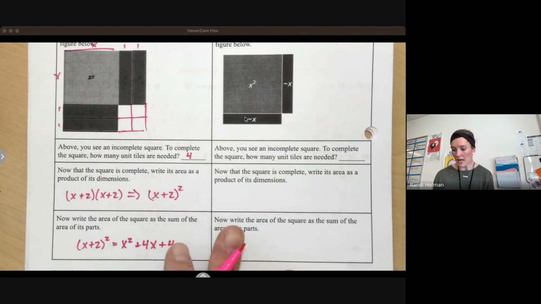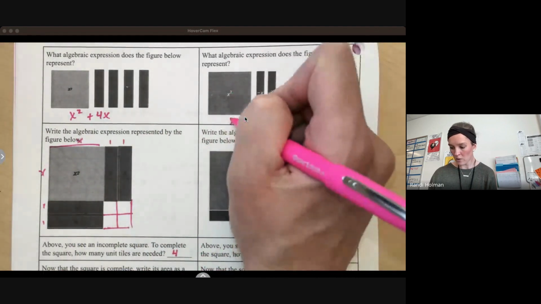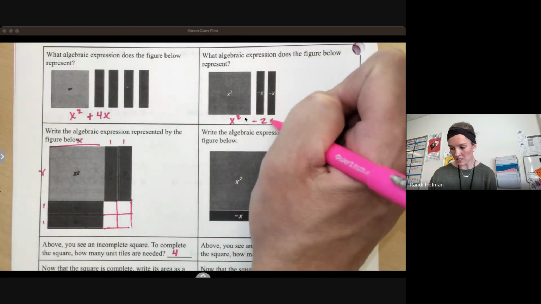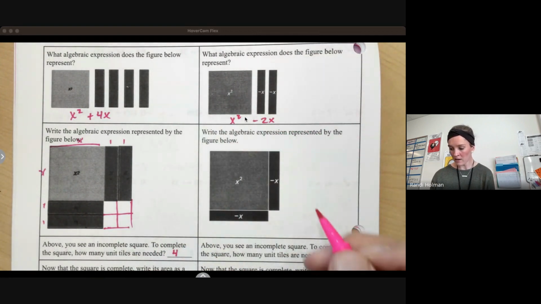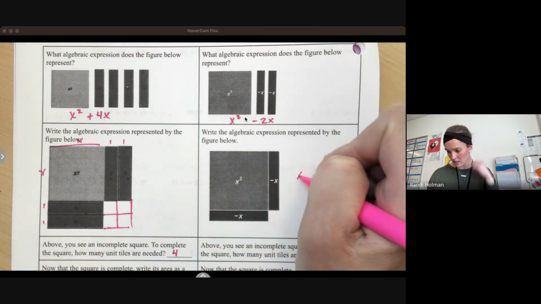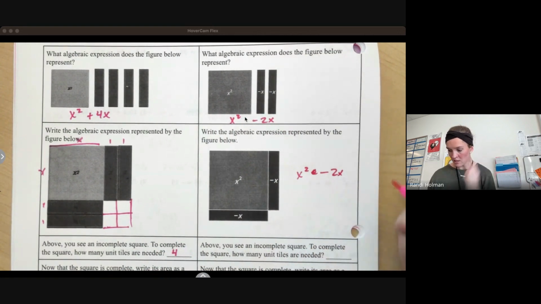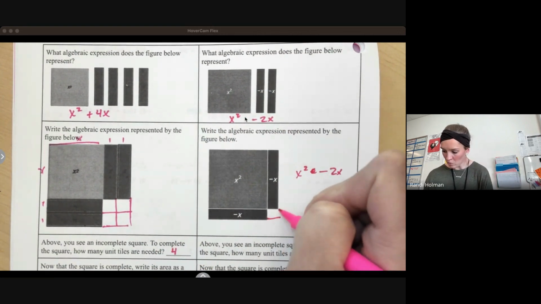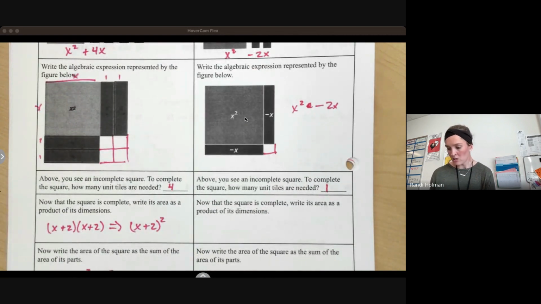Okay, so let's try this again with another one. So here I have x squared, and these are negative, so minus 2x. So again, if I arrange them like this, I've almost made a square. This is x squared minus 2x. Okay, but we need one little unit tile to complete that square. So the square is complete.